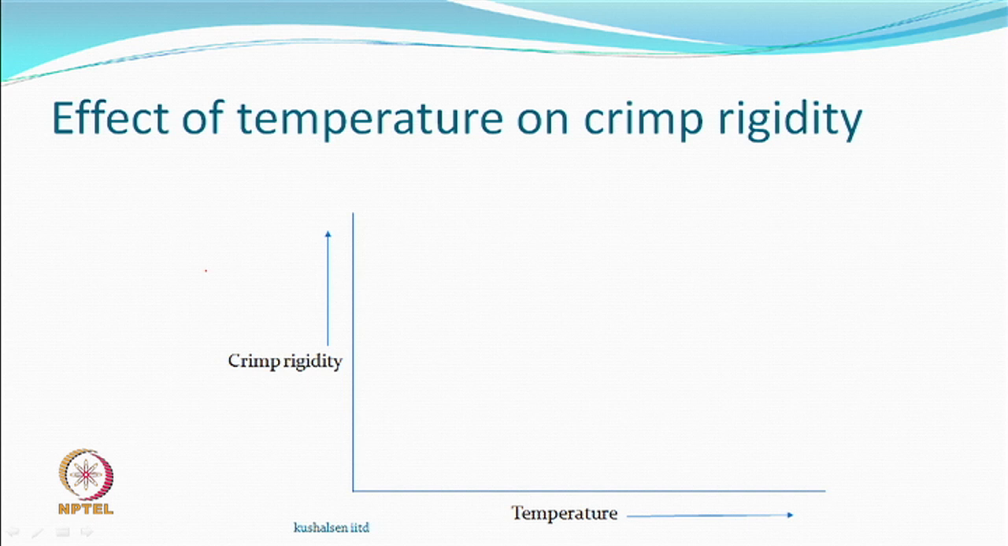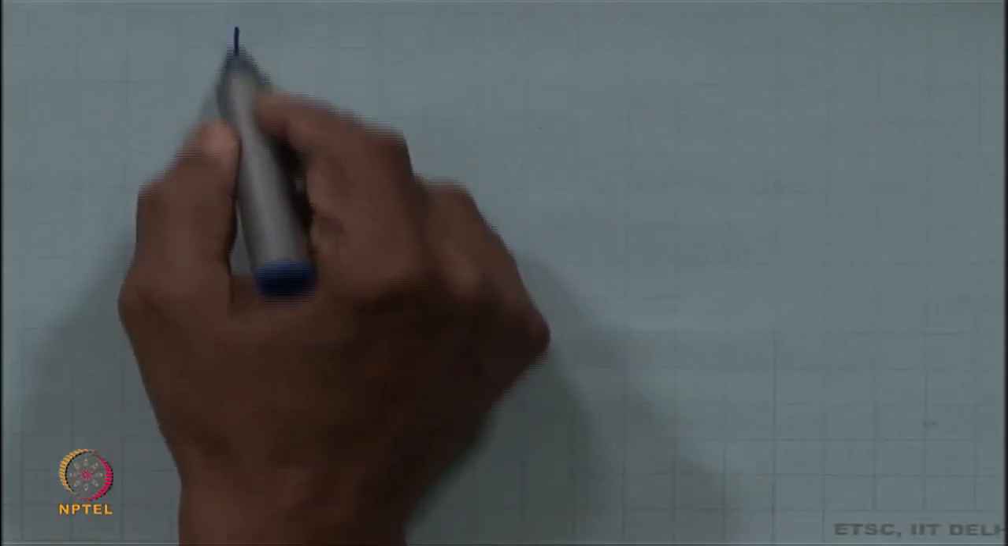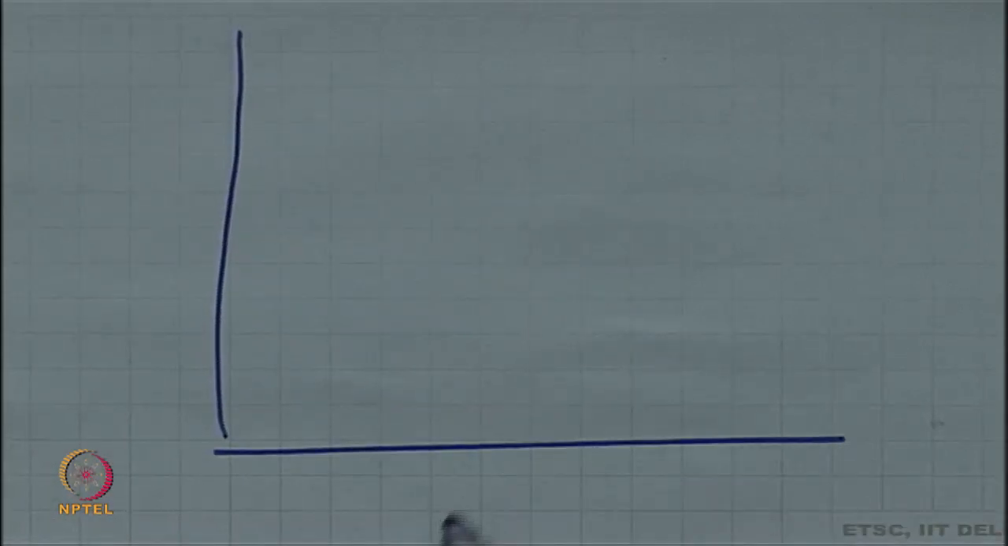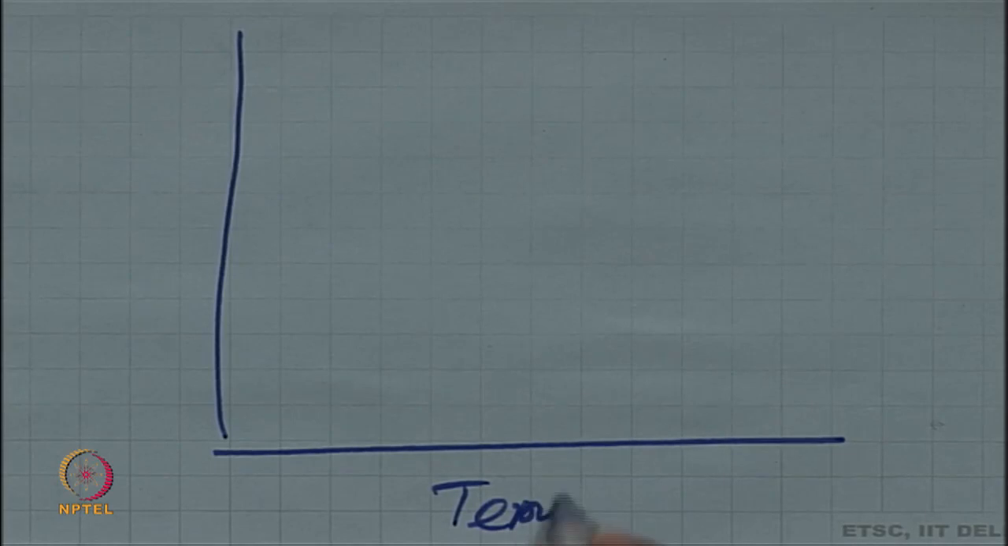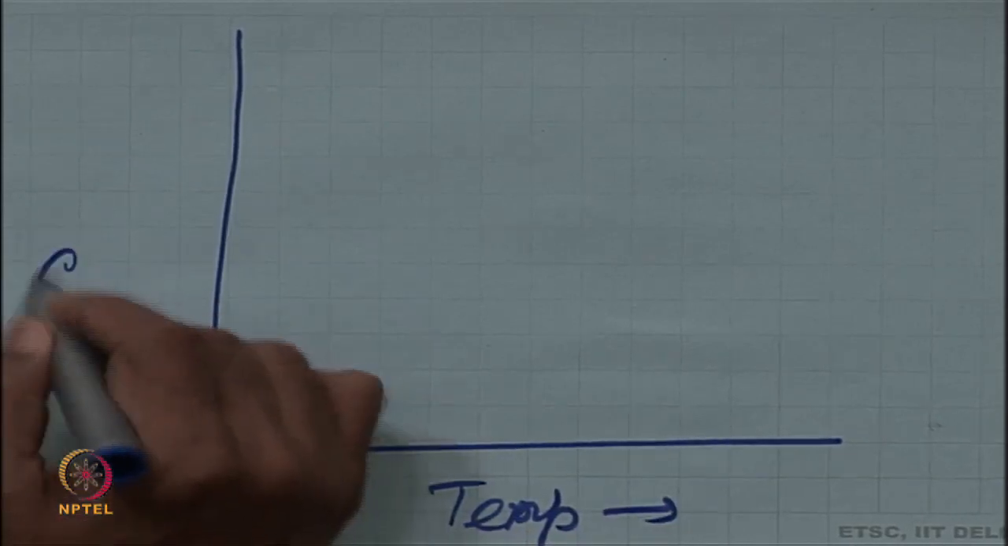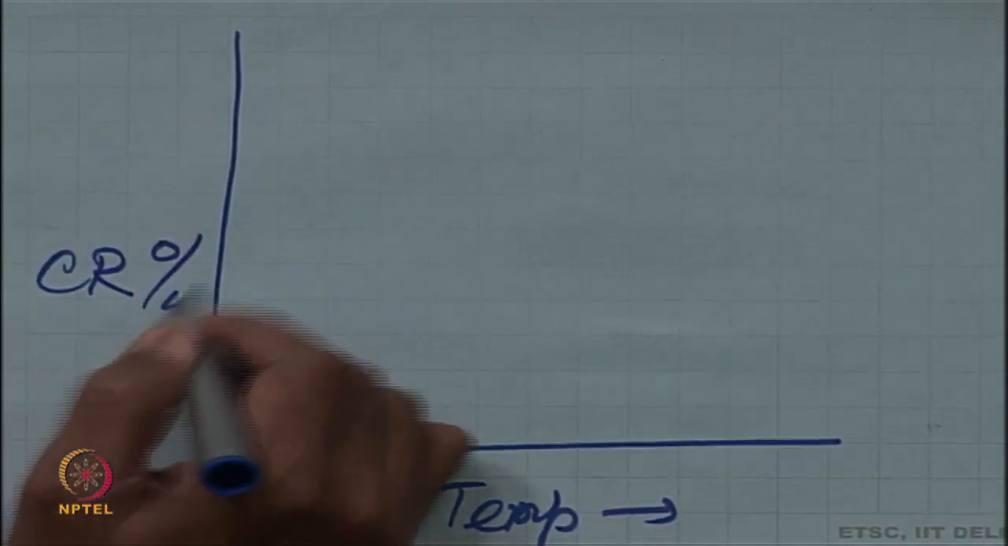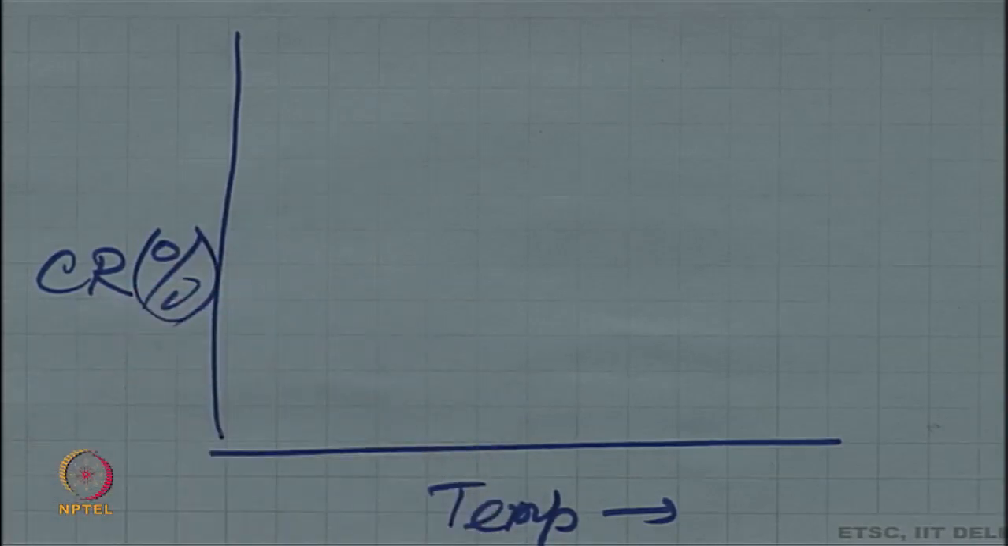So, let us see what kind of expectations do we have. Temperature and now crimp rigidity percent. You are now aware as to what is happening to crystallinity, all right. And then now we say what happened to crimp rigidity.